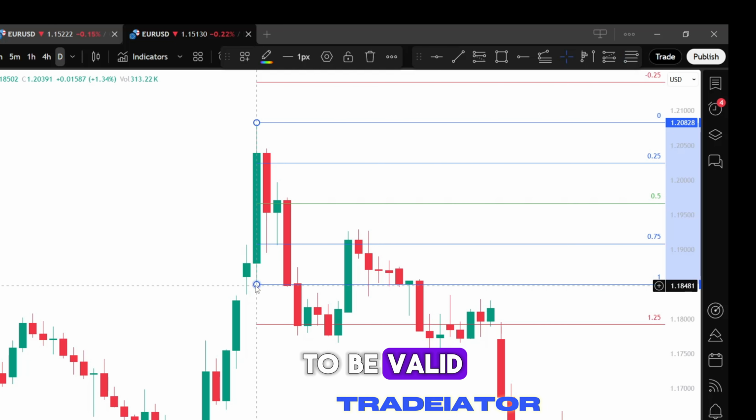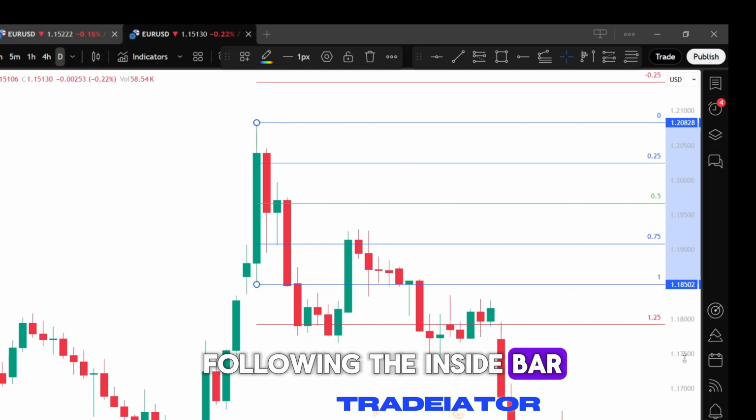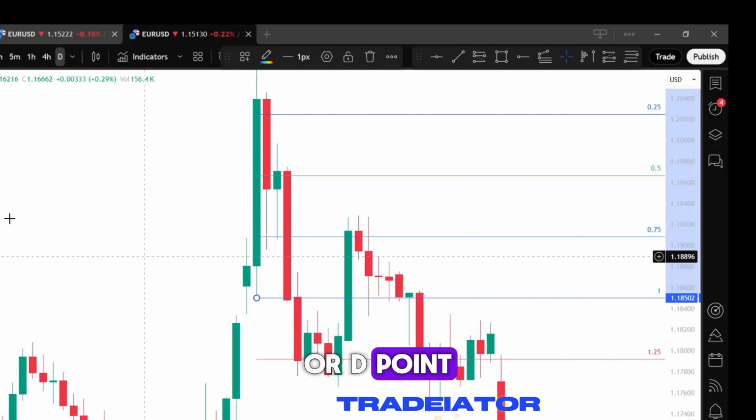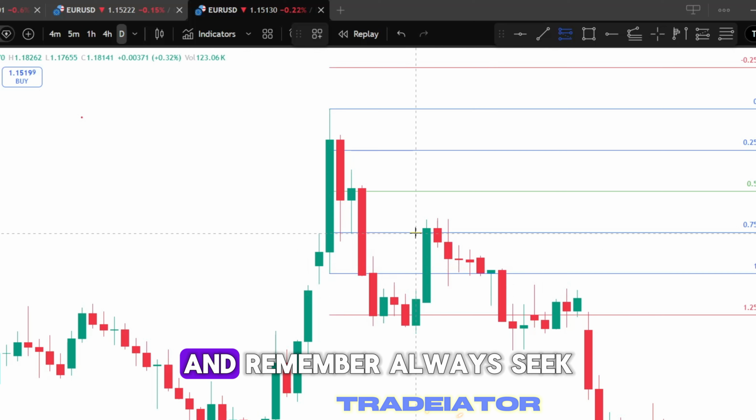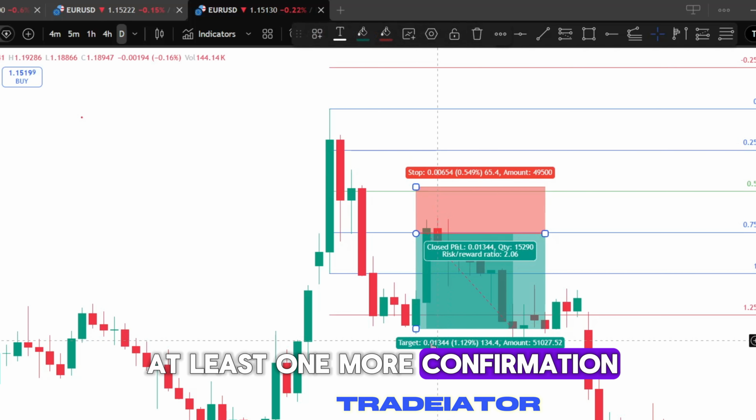For a mother bar to be valid, one of the candles following the inside bar must close above the mother bar's top or deep point. When this situation arises, you can plan the position according to your bias, and remember, always seek at least one more confirmation.